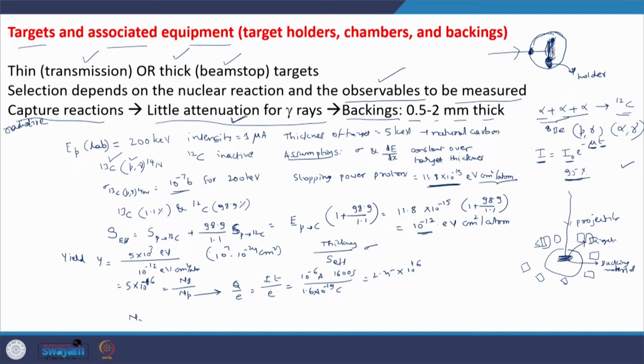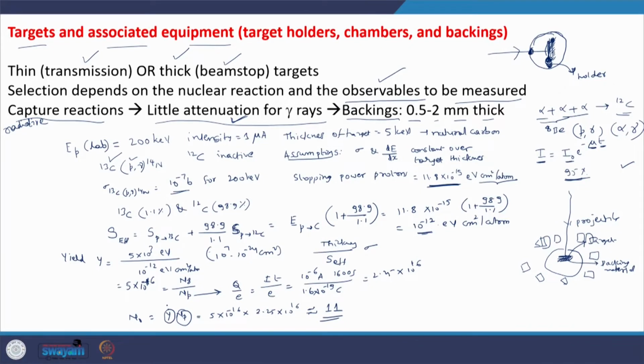So, the total number of gamma rays emitted is yield into number of protons, that is 5 × 10^-16 × 2.25 × 10^16. This is about 11. So, what exactly have we done here? The current of the incident projectile beam is given. Convert it into the number of protons by knowing the irradiation time, that is, for how long the beam is falling on the target material, that one has to get.